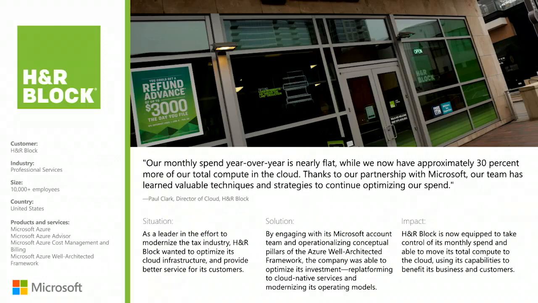You can see here we have a quote from Director of Cloud at H&R Block, Paul Clark, who states, "Our monthly spend year over year is nearly flat, while we now have approximately 30% more of our total compute in the cloud. Thanks to our partnership with Microsoft, our team has learned valuable techniques and strategies to continue optimizing our spend." Let's dive deeper into what this pillar provides and how it can help you build and manage high-performing workloads.